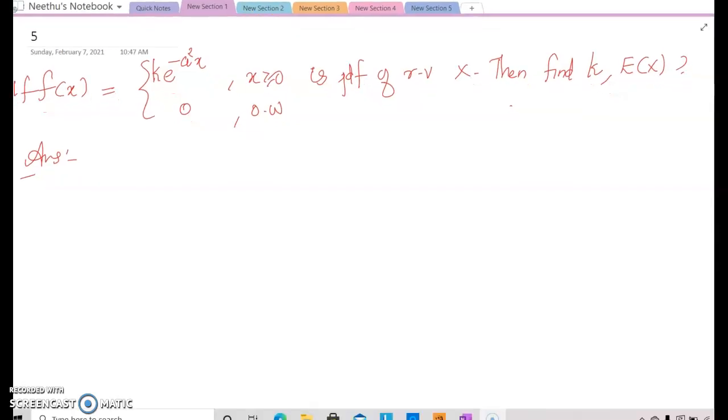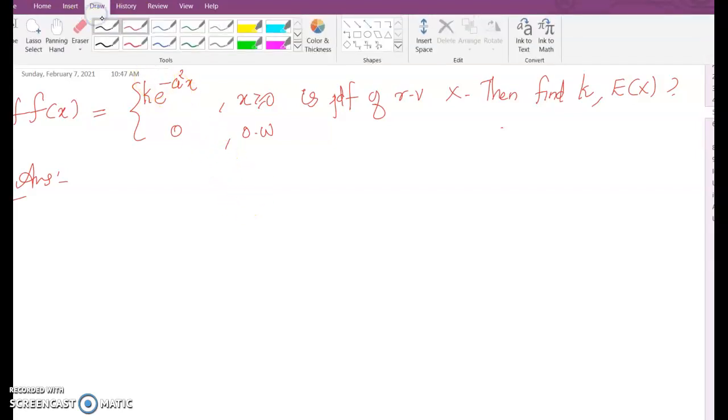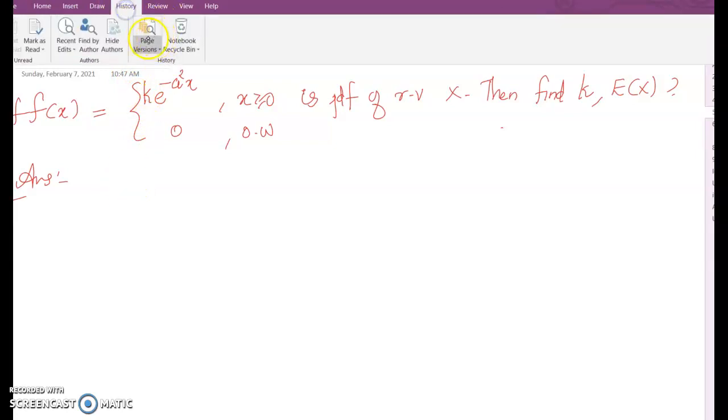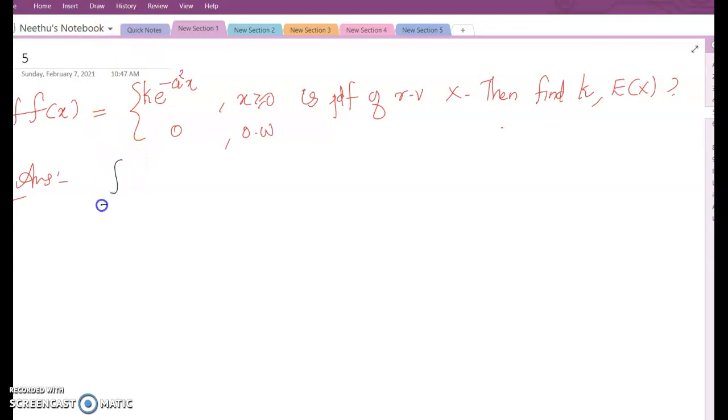f(x) has two properties. First, f(x) is greater than or equal to 0 for all x. Second, the integral of f(x) equals 1. We use the second property to find k: the integral from minus infinity to infinity of f(x) dx equals 1.